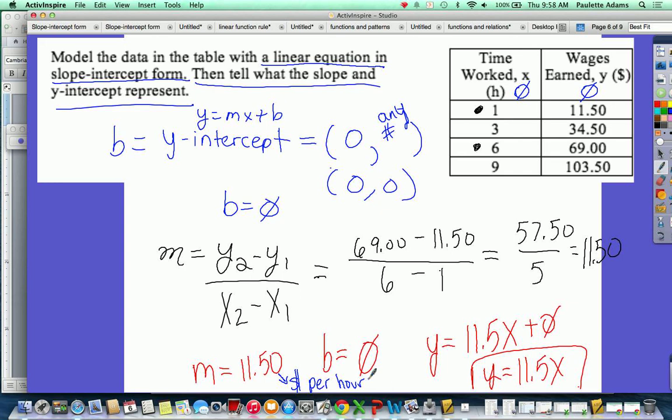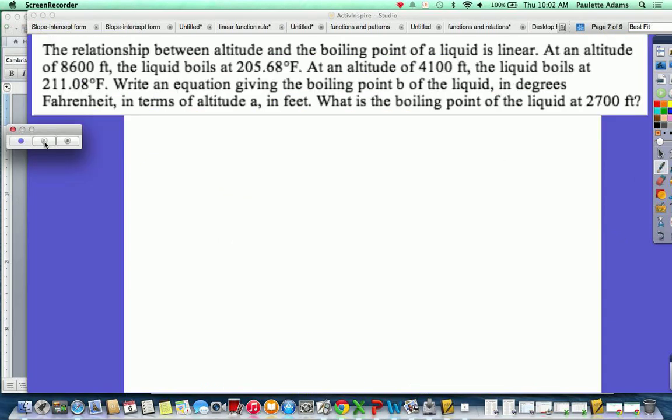If your y-intercept is 0, what does that mean? You didn't work. That's right. You didn't earn any money. Your starting pay is 0 until you show up to work. If you don't show up to work, you're getting paid nothing. So it's like when I go to school, I don't learn that. Bingo. What Chris said is right.